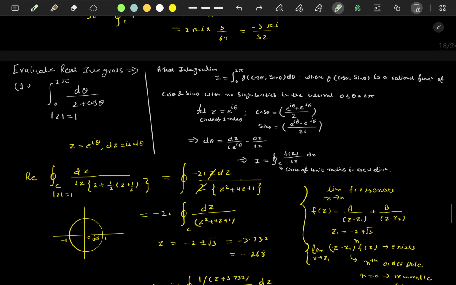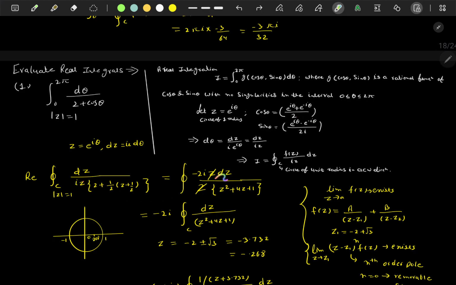Another question we have: evaluate the real integration of d theta upon 2 plus cos theta. We can convert the theta form into the complex z form. So simply put z equal to e raised to the power i theta, dz will be this, and cos theta and sin theta will be this. So when you put this here, d theta will be dz upon iz, and 2 plus cos theta, where cos theta is (z plus 1 by z) by 2.